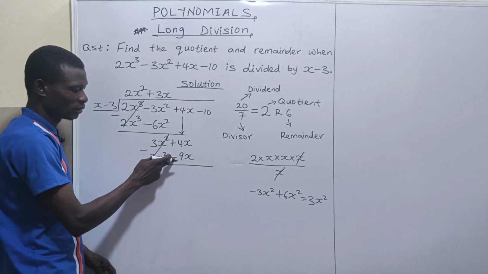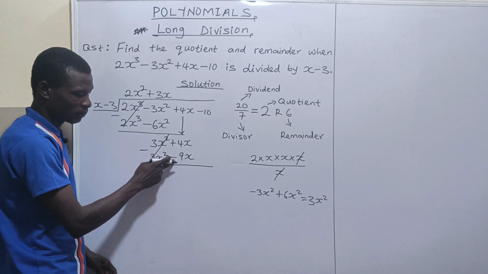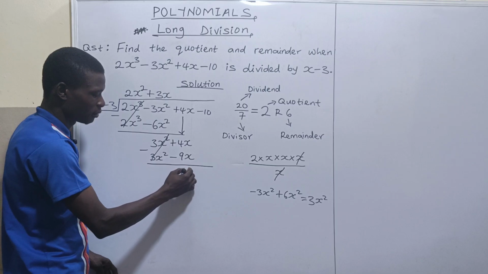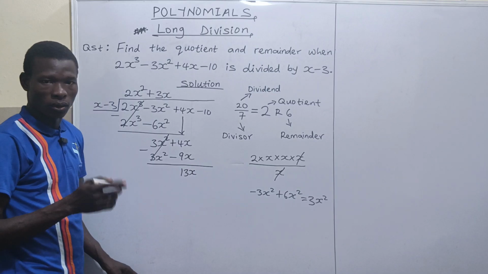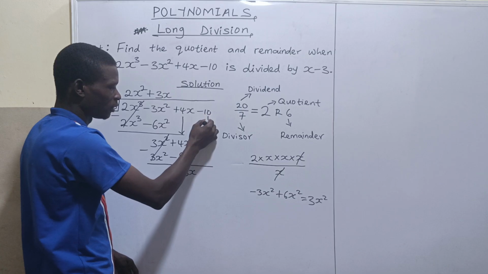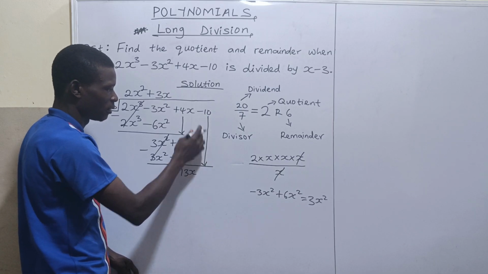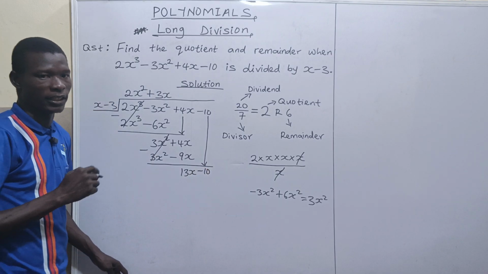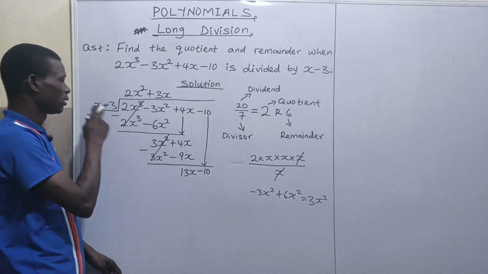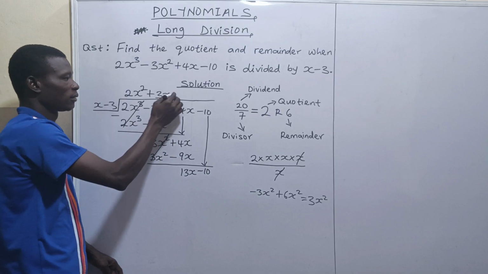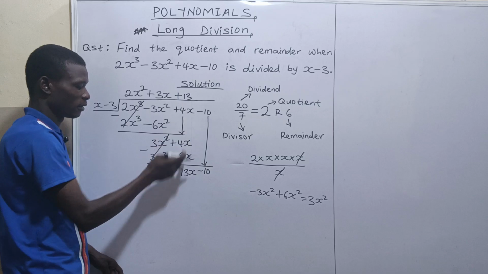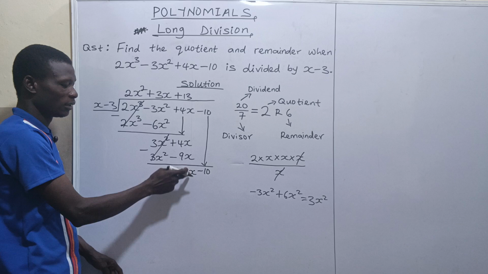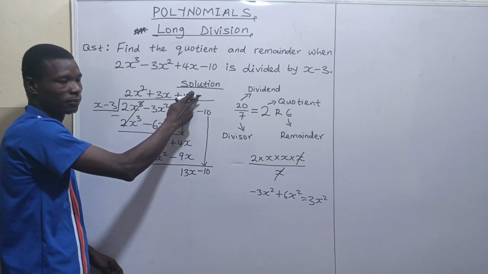4x minus negative 9x. Minus times minus is plus. So 4x plus 9x gives us 13x. Once we do that, after our subtraction, we use our arrow to bring down the next term. That is minus 10. We go for division again. 13x divided by x will give us plus 13, because positive divided by positive is still positive.